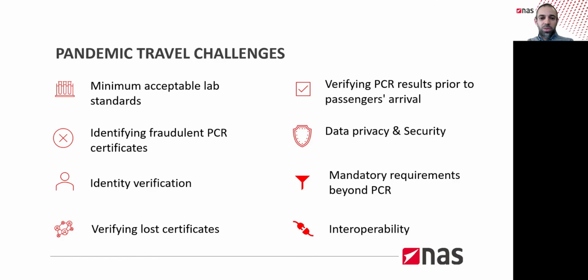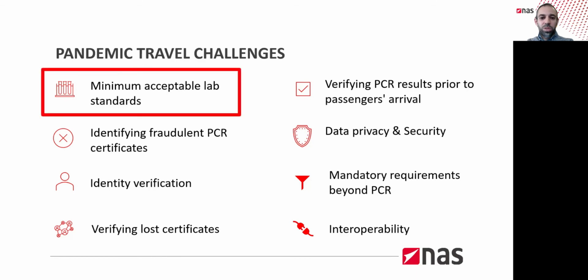The system is designed to solve the challenges presented during the pandemic. I will now take you through eight of the most common challenges and how the system resolves them. The first one is the ability to have minimum acceptable lab standards. For arriving passengers, countries may want to verify that the credentials being presented as test results from overseas laboratories are accurate. How can you ensure that these laboratories overseas comply with your local government standards?